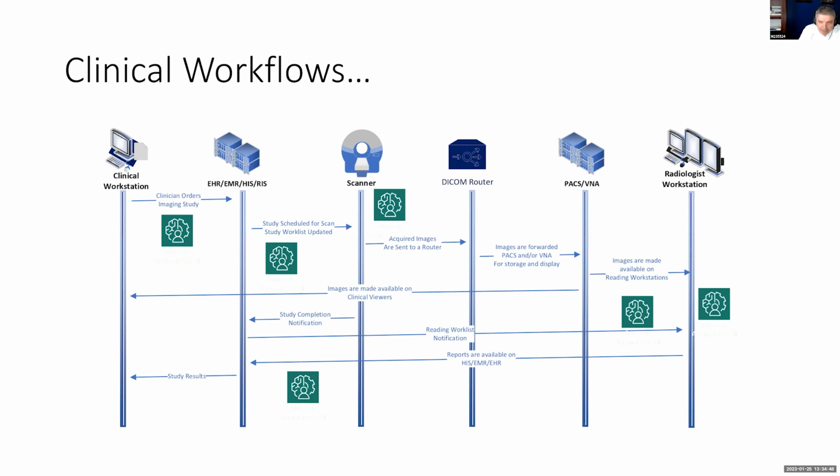Based on that order, then you would be scheduling a patient. That patient will be scheduled for a scan, for this example, let's say for a CT scanner. And once the patient is scanned, then the images will be distributed across different endpoints. One of them would be like a DICOM router. That router would send your images to a storage and a potential view for clinicians to take a look at, and also a workstation for radiologists.